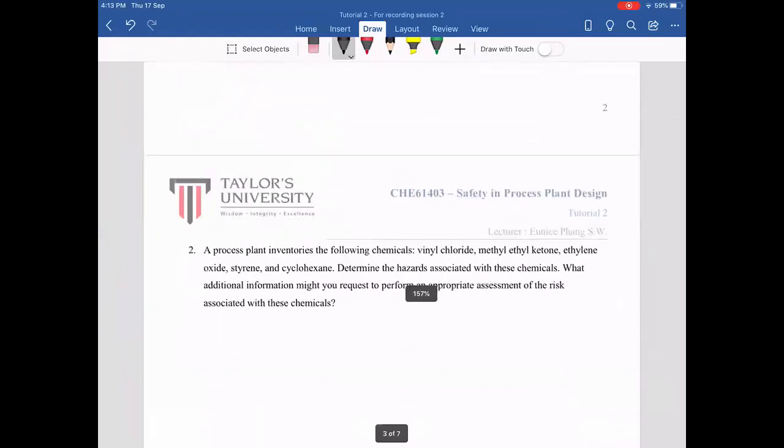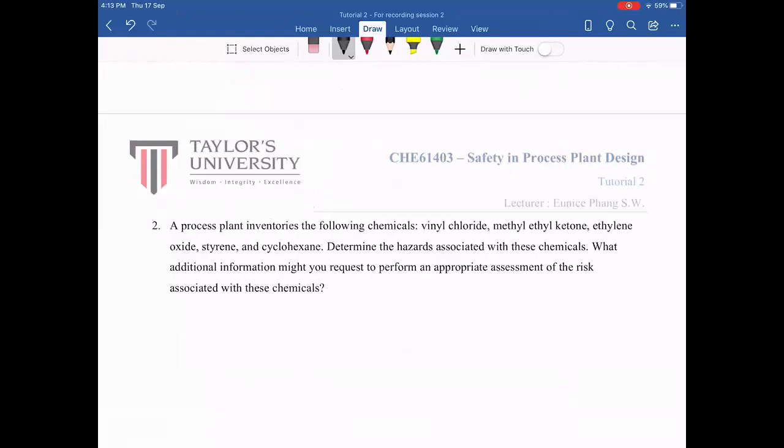Okay, question 2 is a straightforward question. A process plant inventory has these chemicals. We have, let me highlight them, vinyl chloride, methyl ethyl ketone, and also ethylene oxide, styrene, and cyclohexane. So as an engineer, you are asked to look at what are the hazards of these chemicals and what are the information that you want to request to perform the appropriate assessment for this risk. So very simple.